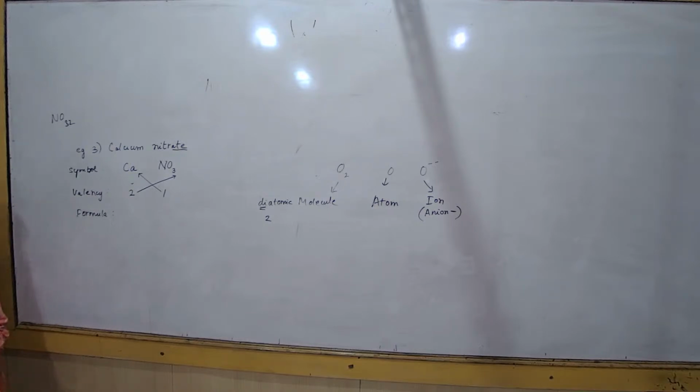Correct. That is the formula. Nitrate, nitrite, nitride. There are 3 things. So we'll look at the same. Ca2NO, let's see the formula now. This 1 will come here.